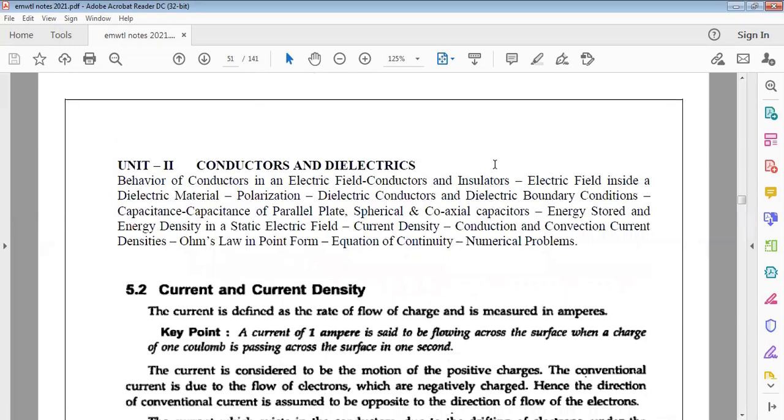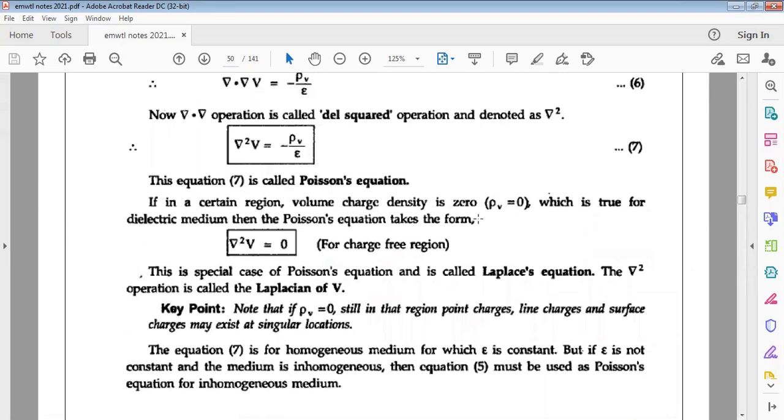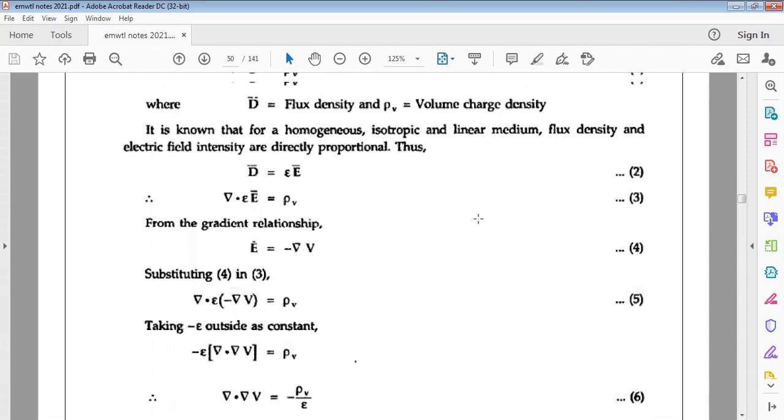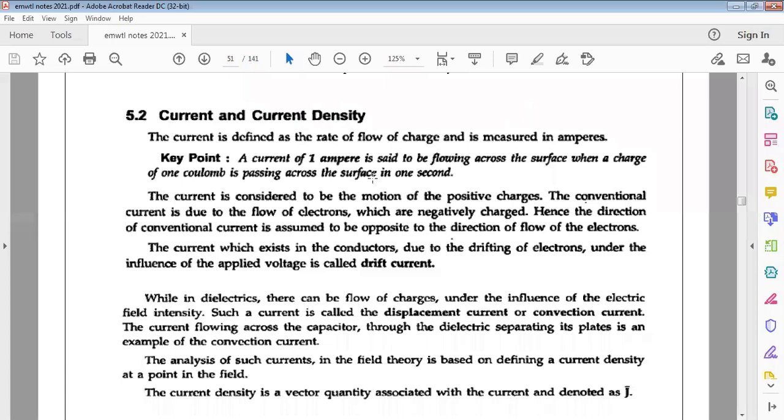With this, some part of the first unit is remaining. Now you can see another topic, which is current and current density. The current is defined as the rate of flow of charge. You know, current means the rate of flow of charge carriers and is measured in amperes. A current of 1 ampere is said to be flowing across a surface when a charge of 1 coulomb passes across the surface in 1 second.